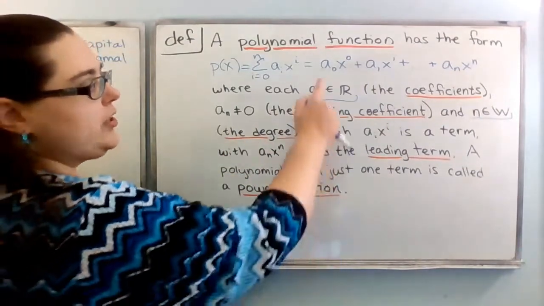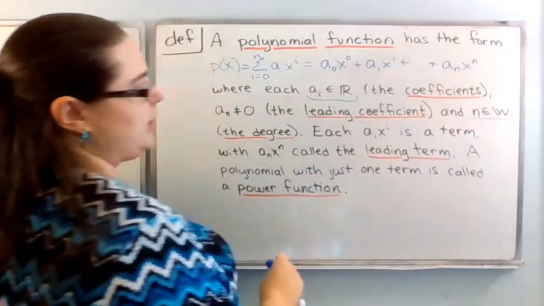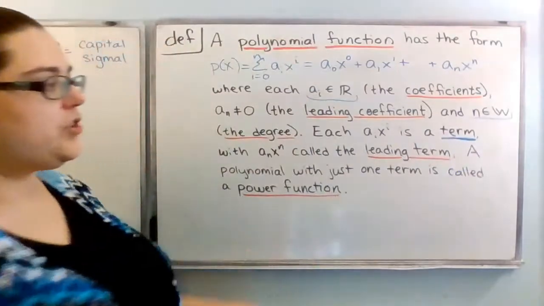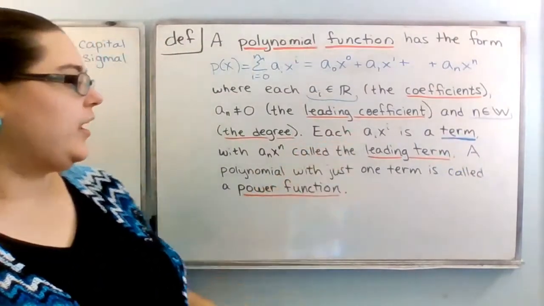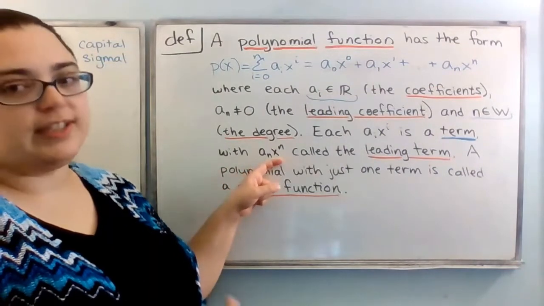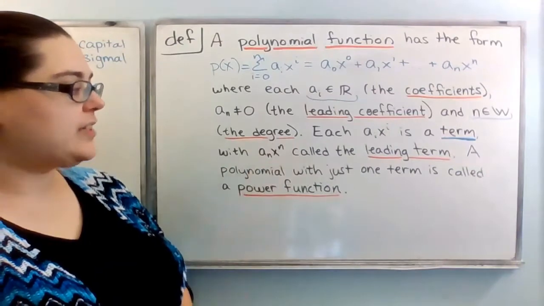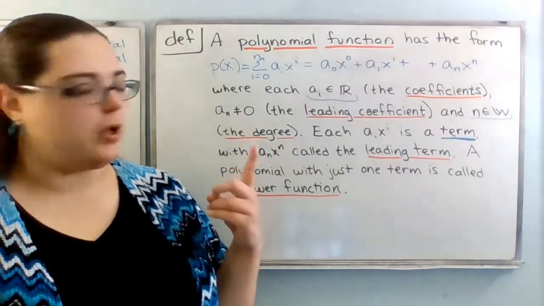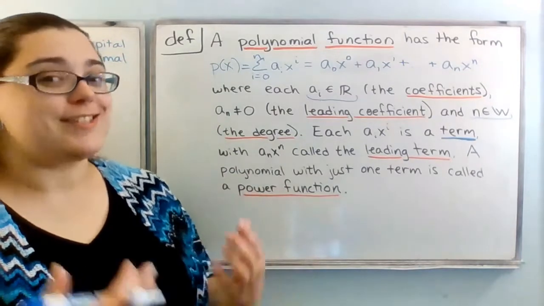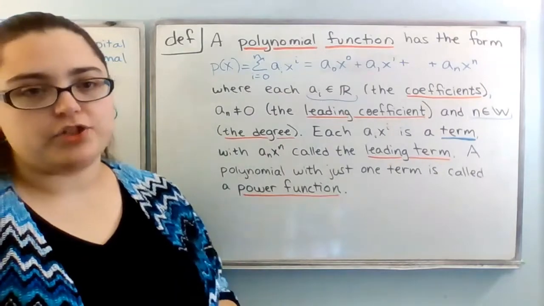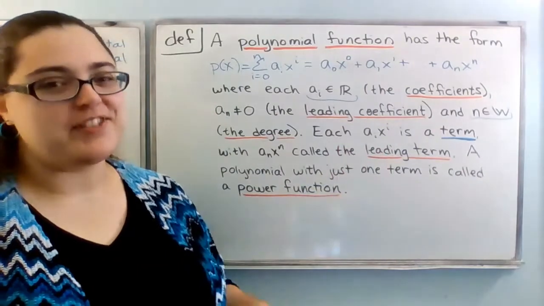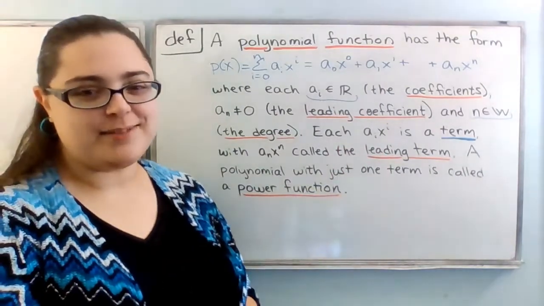Then each of these components that's being added together is called a term. Oh, I didn't underline that one. Make sure we do that. So each of these contraptions is a term, and the term associated with the leading coefficient and the degree is called the leading term. And lastly, if you have a polynomial that's just one term long, that's going to be called a power function. So I know that this is very notationally heavy, and I know it's a lot of terminology. Get it? Terminology. So let's do some examples of putting these terms into practice.